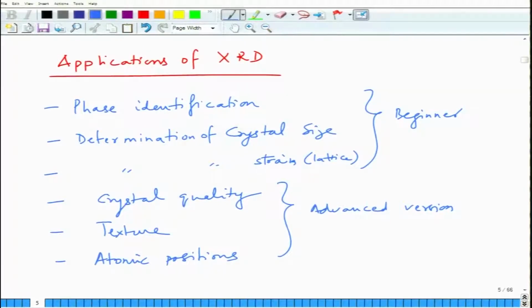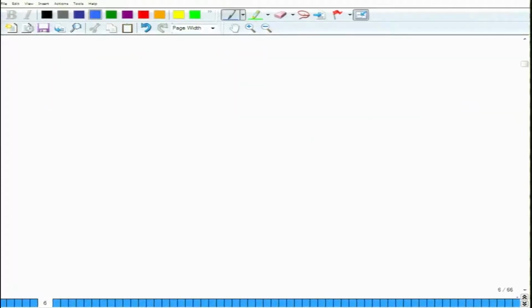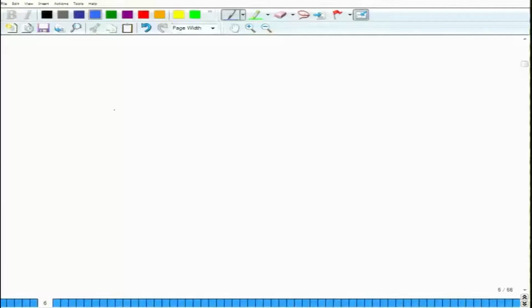expertise. So, let me just tell you a few things about X-ray diffraction which you might find useful for practical purposes. So, when you have a polycrystalline sample, let us say, this is powder, and your beams are hitting the sample in this fashion.